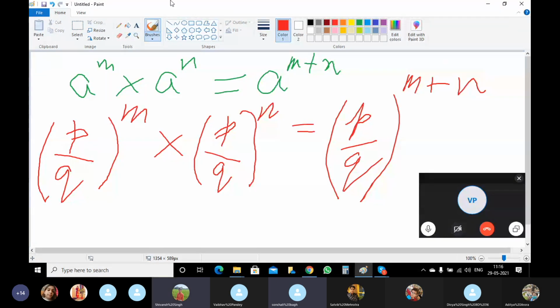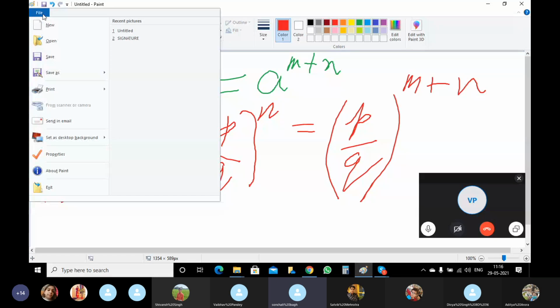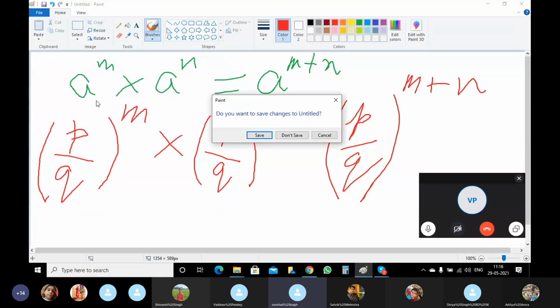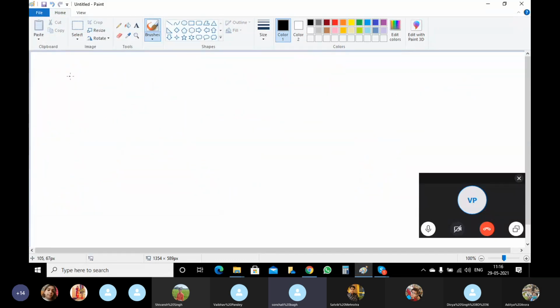Okay, let's do one more. This was the first law, was it not the first law? Okay, let's see the second law. Second law says a to the power minus m, which we have just now learned, is equal to 1 upon a to the power m. Yes or no?